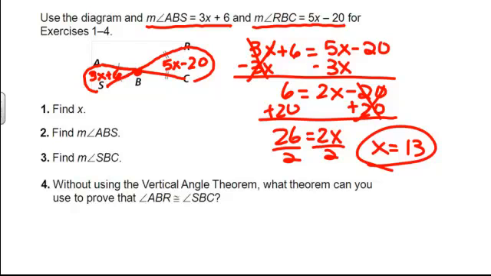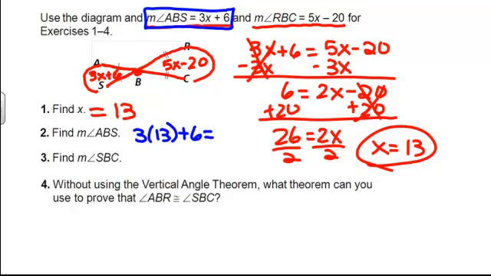All right, so now I'm going to fill in my information. Find x, this is 13. Find the measure of angle ABS. ABS, we're going to plug in the value of 13 in there. So 3 times 13 plus 6. 3 times 13 is 39, plus 6 is 45.